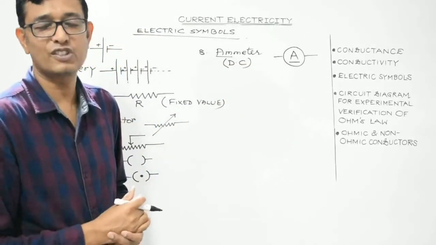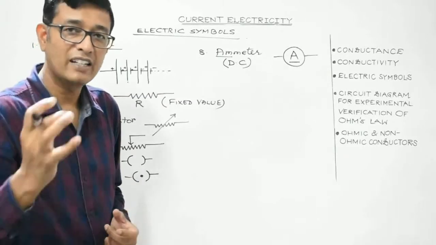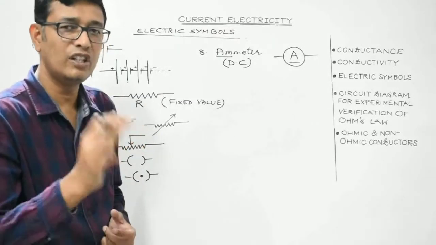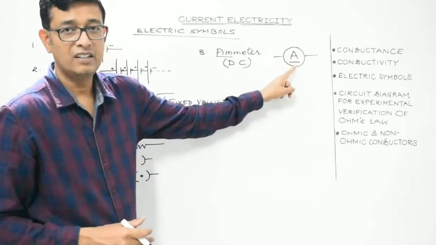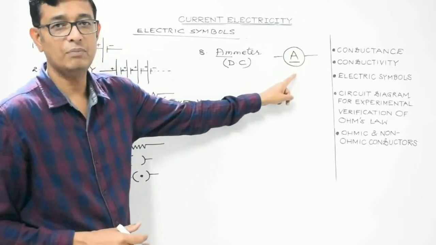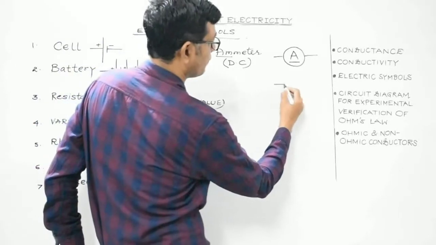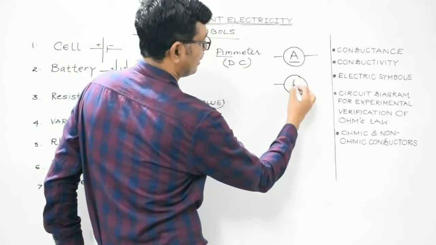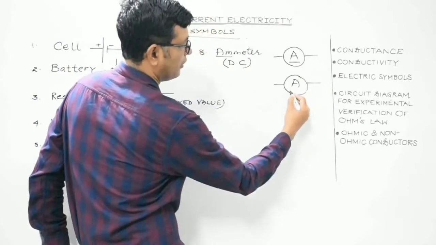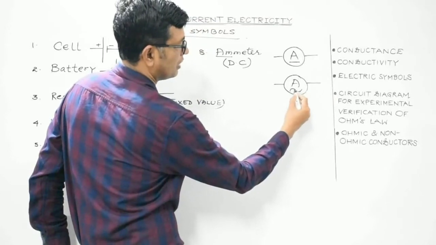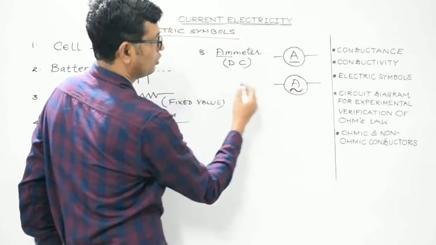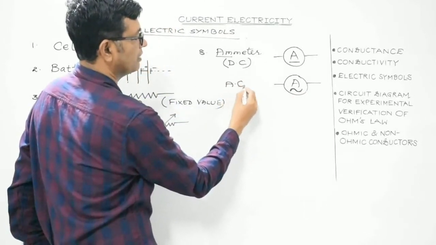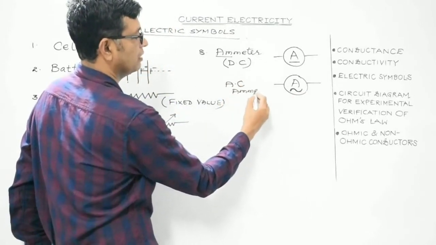Direct current we have discussed, students. It's the current whose magnitude remains constant and it is unidirectional. So this symbol, a straight line, represents a DC ammeter. While if a wave is drawn at the bottom like this, it represents the sinusoidal nature of the current. So it is the AC ammeter.